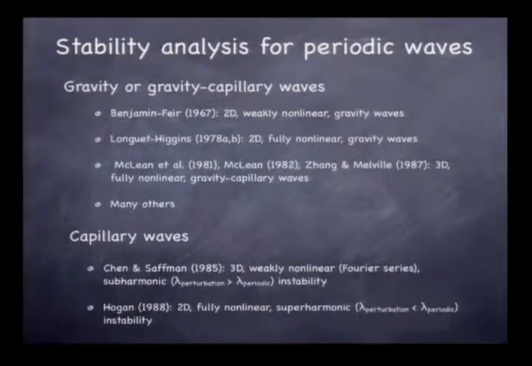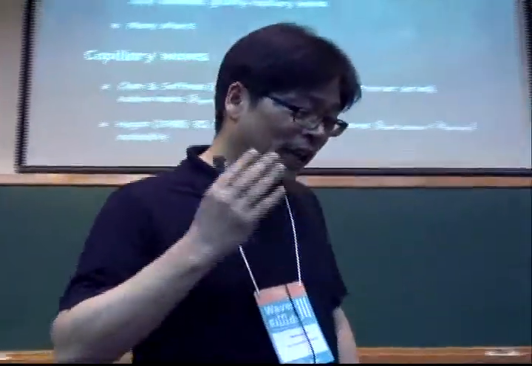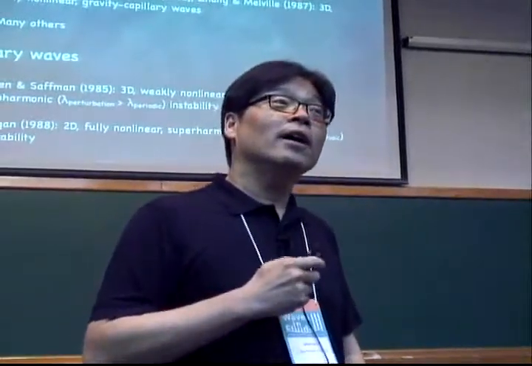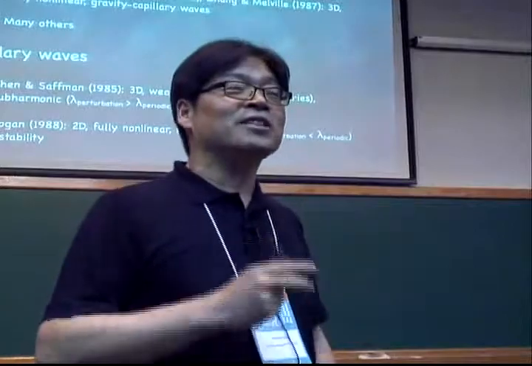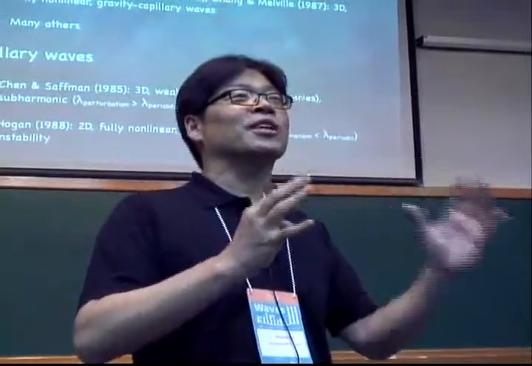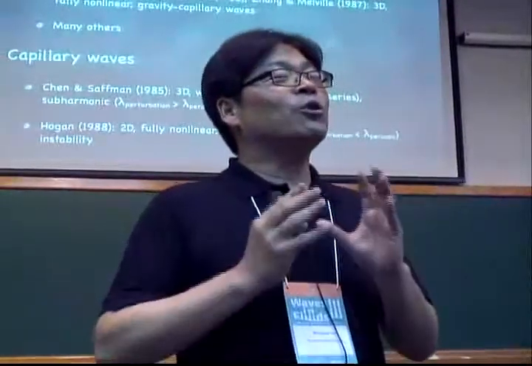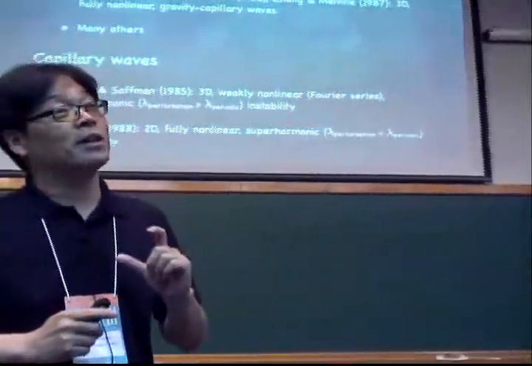So probably people haven't paid attention to that. But Chen and Saffman were interested particularly in 3D wave, 3D instability. And so they have to work in the physical domain instead of a transformed plane. Okay? So to do that, what they did is they rewrite the Crapper solutions in Fourier series in physical space, which means they could only handle small amplitude waves.